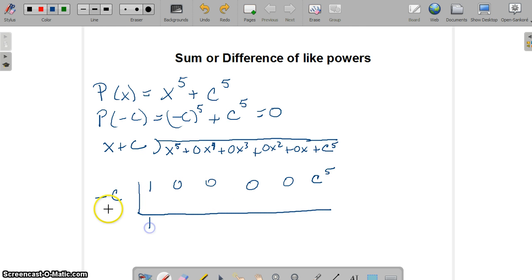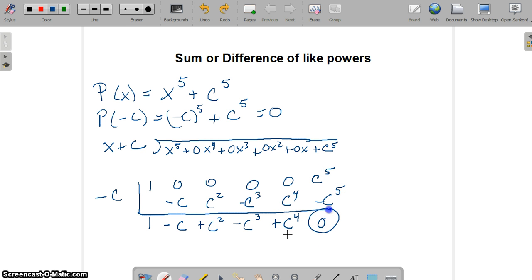I'm going to bring down a 1, so negative c times 1 is negative c. Add my column, that's negative c. Negative c times a negative c is a positive c squared. I'm going to add my column. Negative c times a positive c squared is a negative c to the 3rd. So I add my column and I get this. Then negative c times negative c to the 3rd, I get c to the 4th. Add, I get positive c to the 4th. Negative c times c to the 4th, I get a negative c to the 5th. If I add that, I get 0 for my remainder, because remember I said negative c is a 0, so x plus c is a factor.